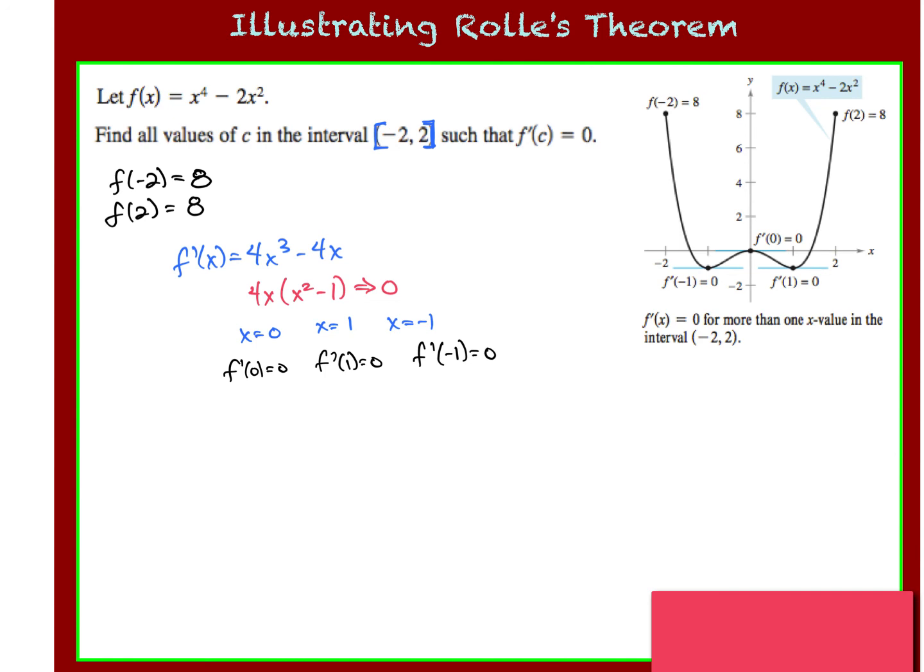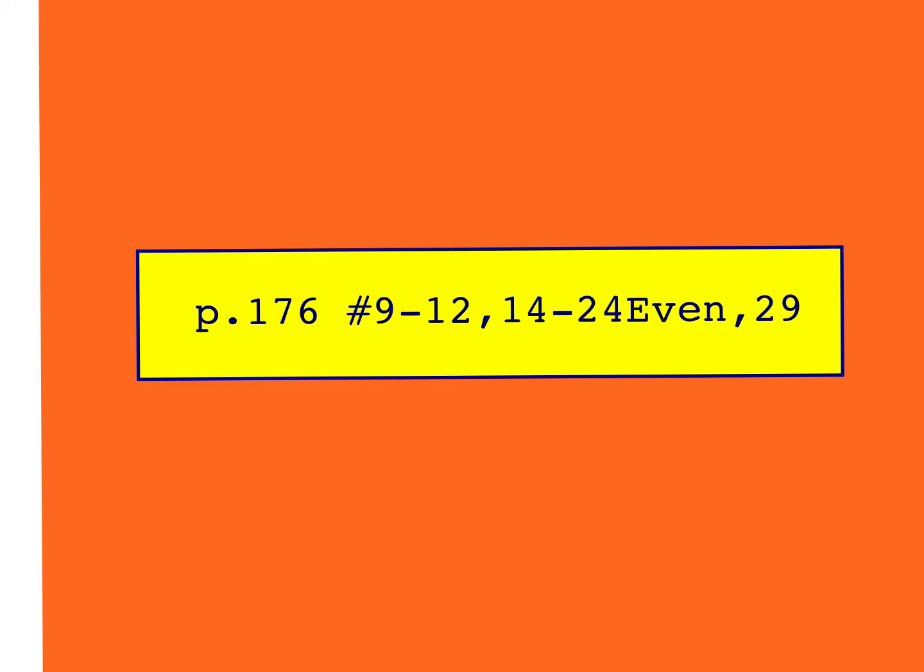So on Rolle's theorem, real quick overview. We find the two y values that are the same. And then we take a derivative and set it equal to 0. But what does the function have to be? Continuous and differentiable. All right, get working on this.